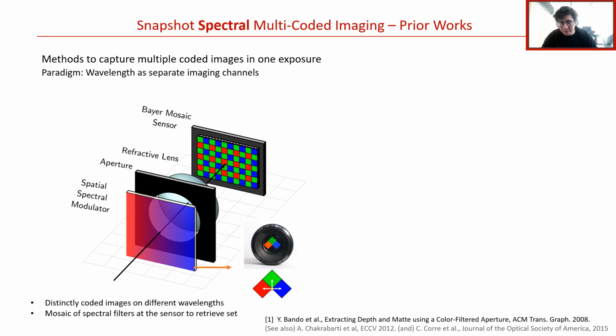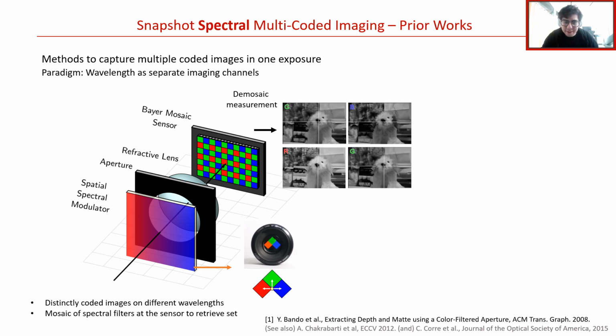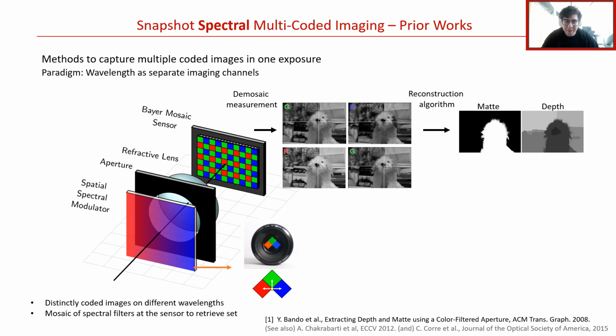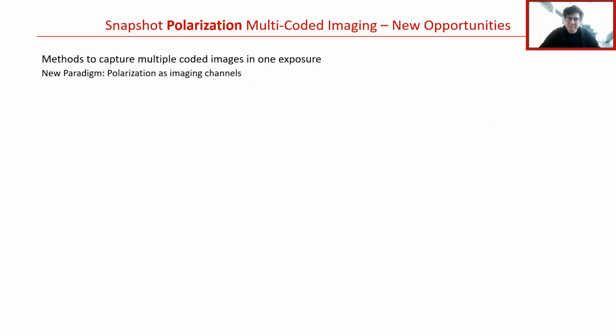Using this optic, the authors referenced below capture a measurement that is then demosaiced to obtain three distinctly coded images on the RGB channel. These images are then passed to a post-processing algorithm to obtain a segmentation mask and depth map efficiently. So this idea of spectrally encoding multiple images and measuring them in a single snapshot using a detector-side filter array has been applied to many tasks, not just depth and segmentation. However, the development of new technology has now opened the door for a different way to approach the same problem. Specifically, there's an opportunity to now consider the paradigm of using polarization as distinct and multiplexed imaging channels.